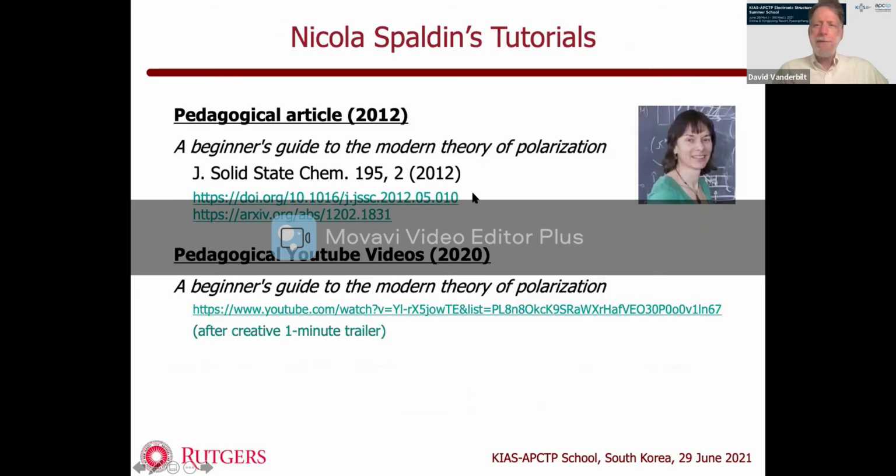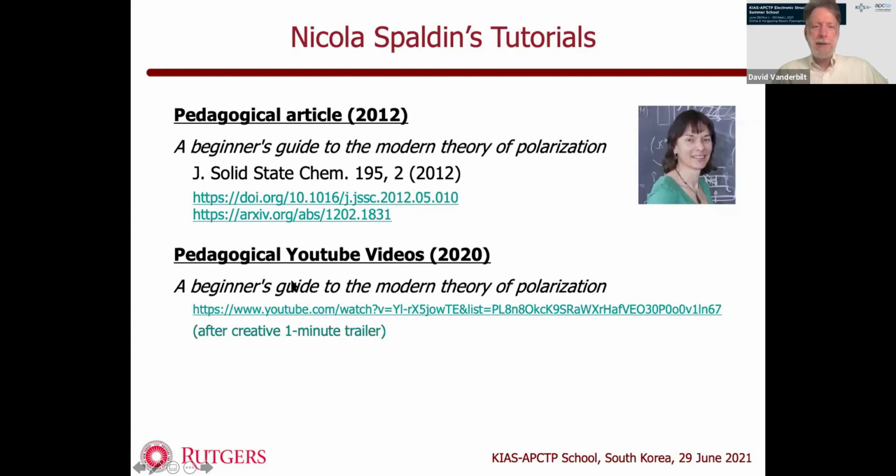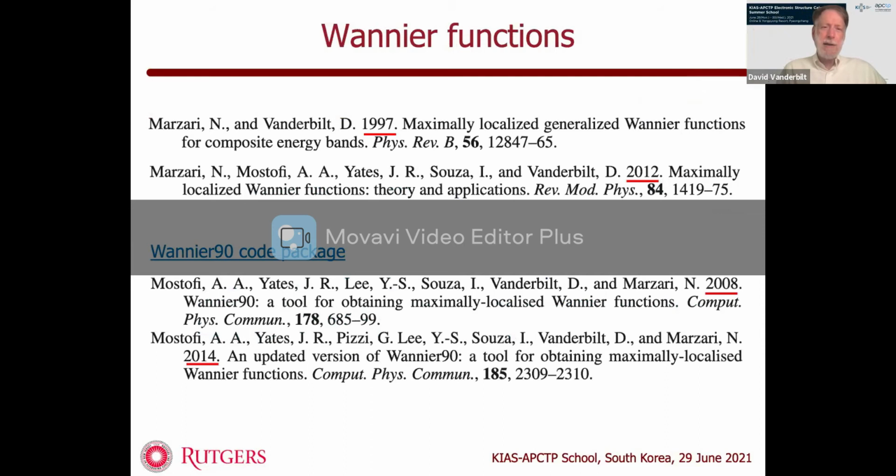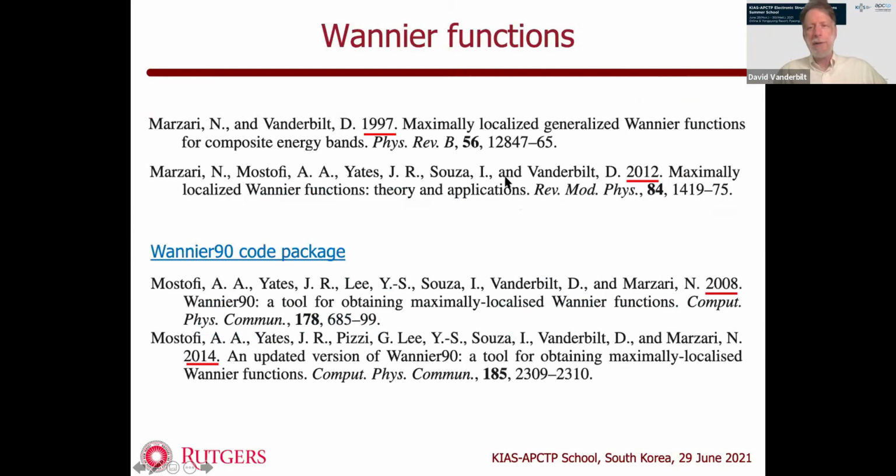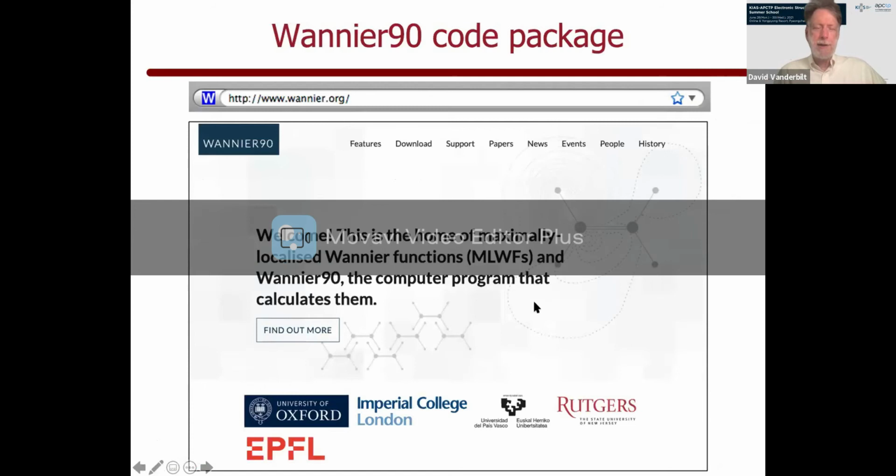And then I want to mention these pedagogical things by Nicola Spaldin, a 2012 paper, and then a very nice set of YouTube videos that goes through the problem of the modern theory of polarization very clearly and very slowly, step by step, all on YouTube. So I recommend that. And then finally about Wannier functions, these are the initial reference, the Reviews of Modern Physics paper that's very widely referenced about Wannier functions, the Wannier90 code package, which some of you may be familiar with, which is used for explicitly generating Wannier functions. Although you don't need to use the Wannier90 code package in order to calculate polarization.